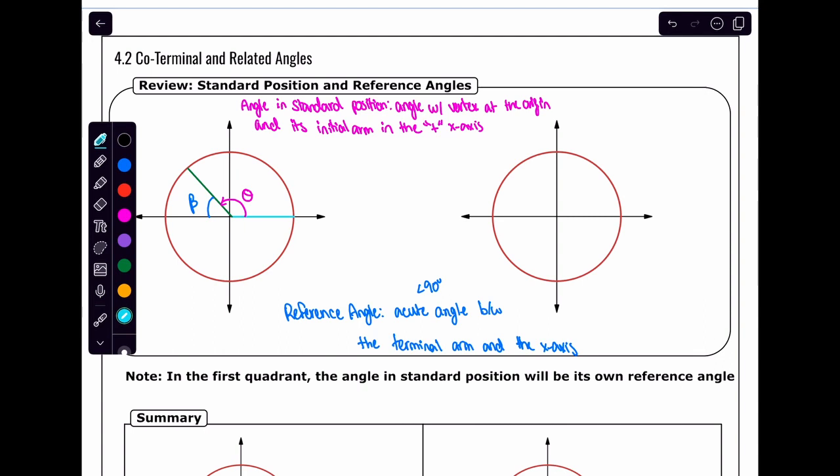Let's do one more example on the right. So we'll draw our initial arm here, and let's do our terminal arm in quadrant 3. So our angle in standard position, denoted by theta, will be here from our initial arm in the positive x-axis. And our reference angle is just from the terminal arm to the x-axis, making an acute angle of less than 90 degrees. So we know it's not going to be on this side. And we'll denote this as beta.